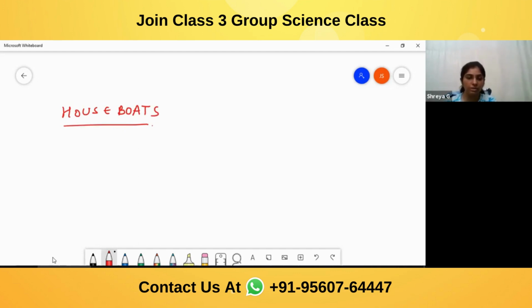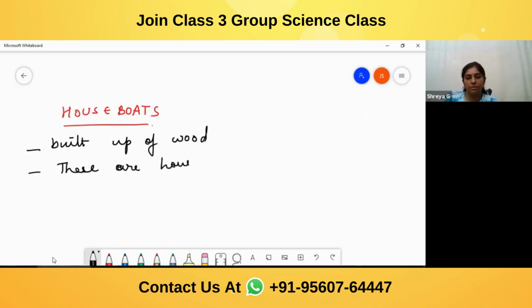Houseboats are built of wood and these are houses on water. Some are small and some are big.